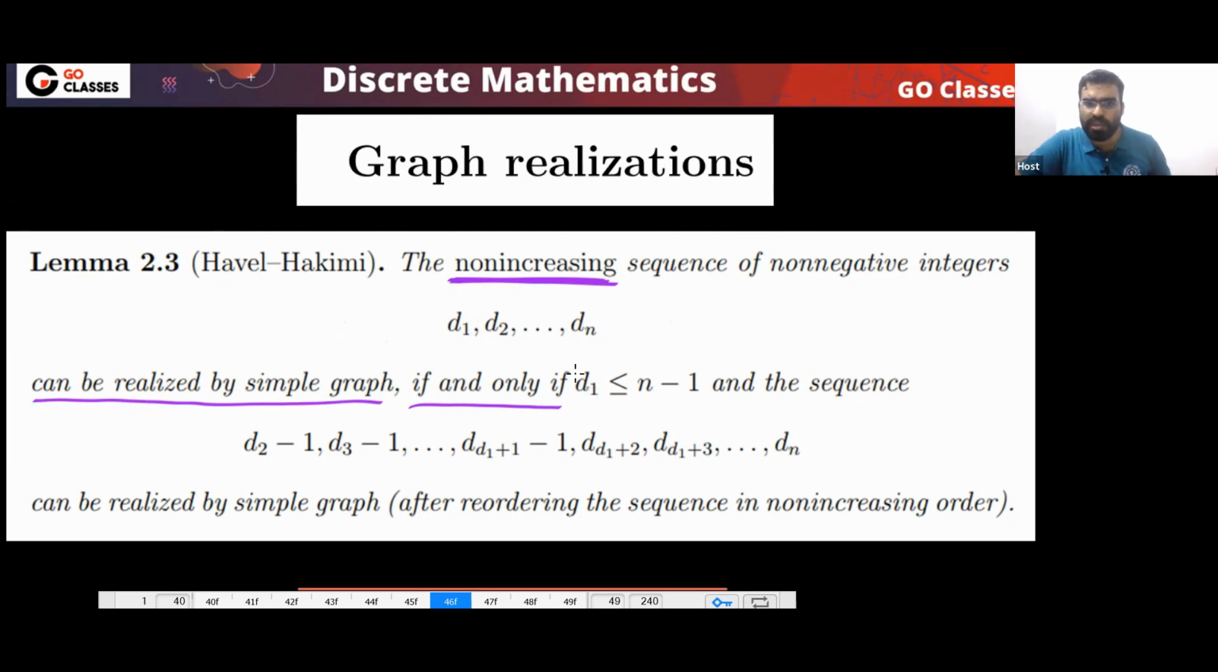You delete this vertex D1. Then from the next D1 vertices, you remove 1 from each, and the remaining stay as they are. This original sequence is graphic if and only if this new sequence is graphic.